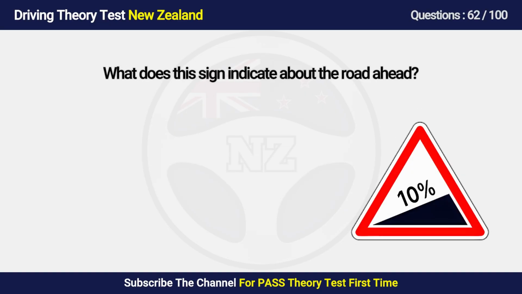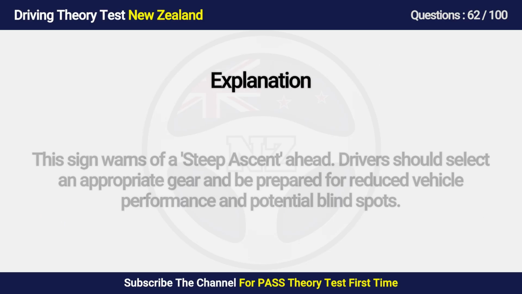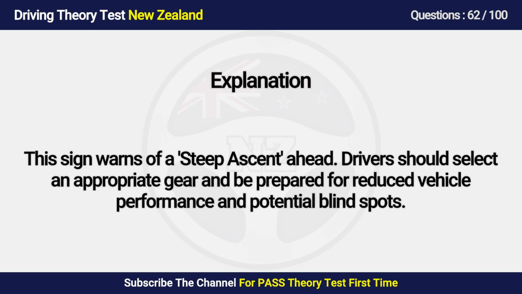Question 62. What does this sign indicate about the road ahead? A. Steep descent. B. Steep ascent. C. Road narrows. D. Slippery road. Answer is B. Steep ascent. This sign warns of a steep ascent ahead. Drivers should select an appropriate gear and be prepared for reduced vehicle performance and potential blind spots.